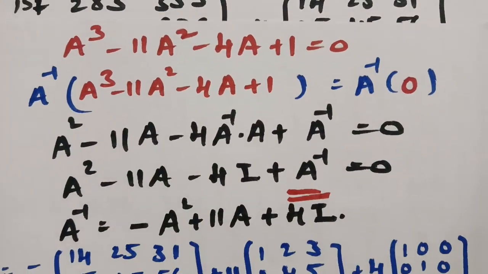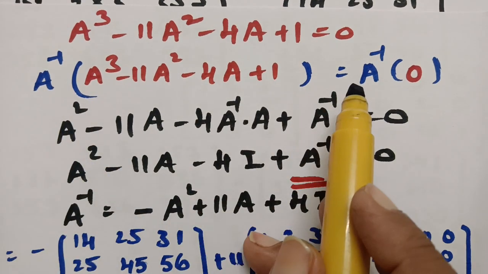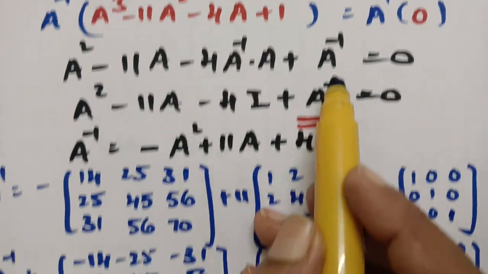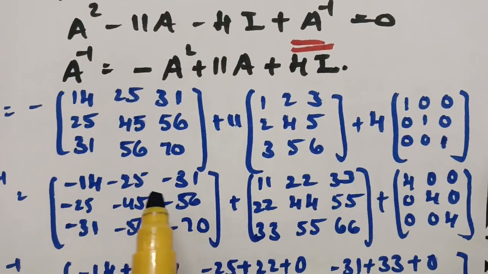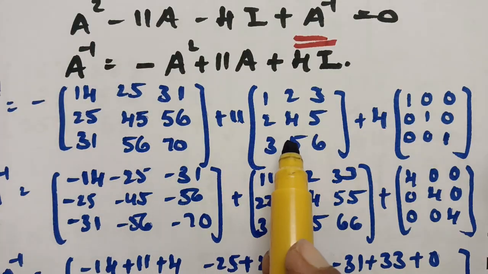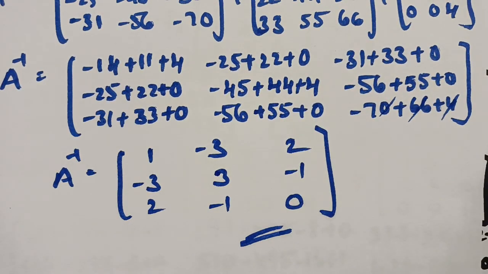So after that we need A inverse. For that, on both sides I multiplied with A inverse. So here I got A inverse. I have sent these terms to the other side, and therefore we have A square value and A value ready. And after substituting, we got A inverse as this is 1, minus 3, 2, minus 3, 3, minus 1, and 2, minus 1, 0. So this is how we have to solve.